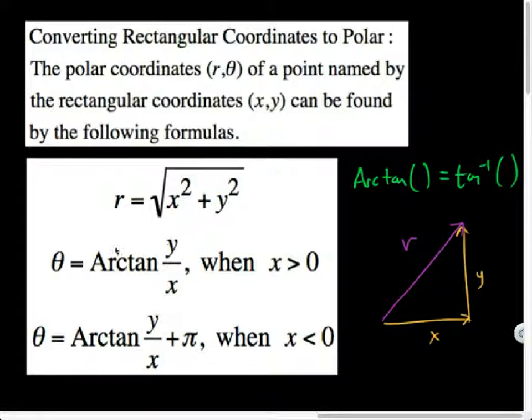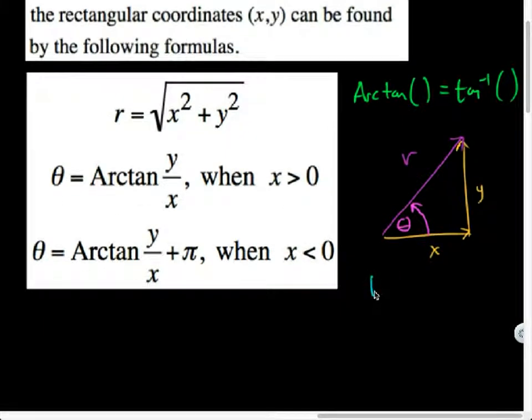Now, if I wanted to find theta, however, I'd ask the question: what would I have known? I would have known x and y. That is the opposite and the adjacent. So I could have started with the concept of tan theta is equal to y over x. Therefore theta would equal tan inverse of y over x.